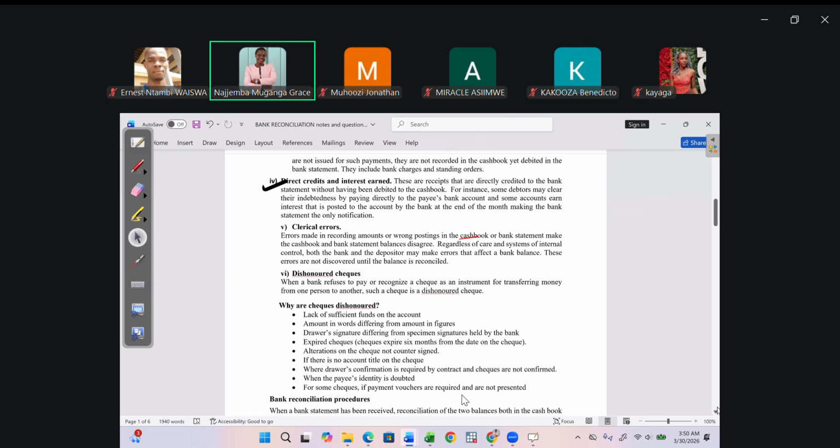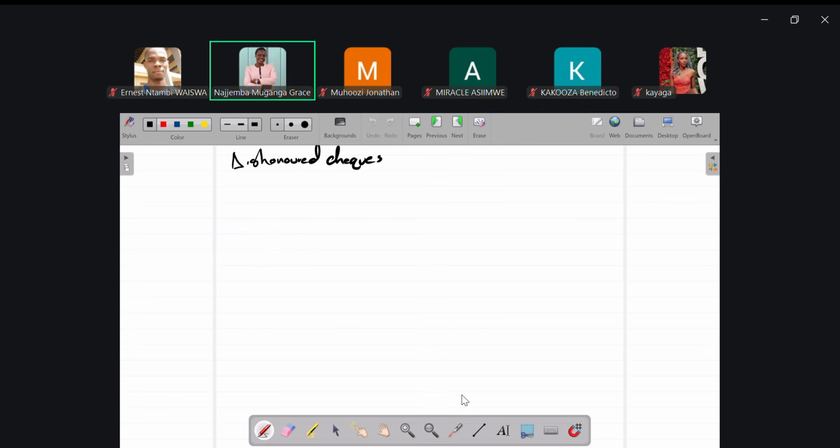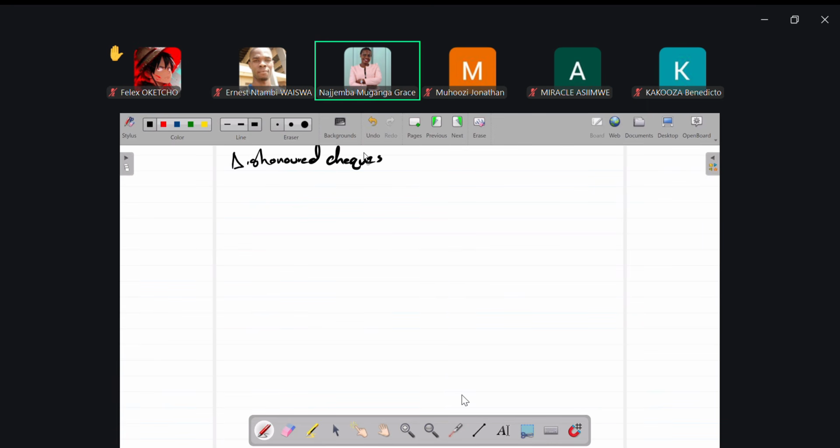Are we together? So with a dishonored check, this is where the bank refuses to pay. The bank refuses to pay or recognize a check as an instrument for transferring money from one person to another. So dishonored is where the bank does not recognize or does not pay off the amount stated.